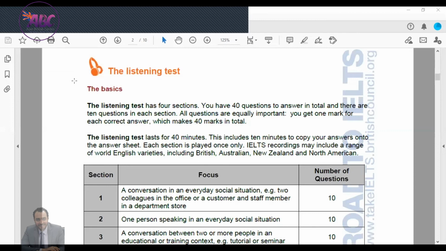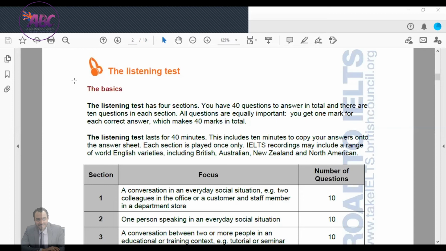So you cannot say that the fourth section, for example, is more difficult, so I will get high marks for it. Okay? Each point in the listening test is very important, even the easiest ones.